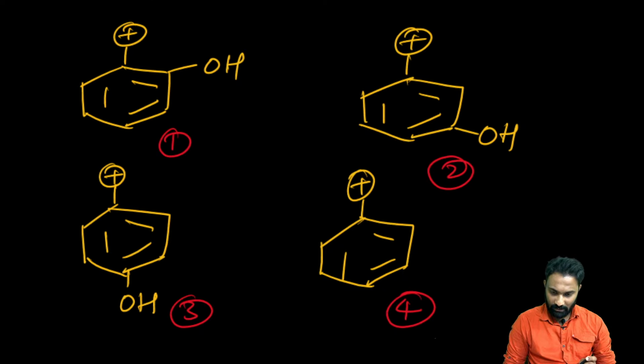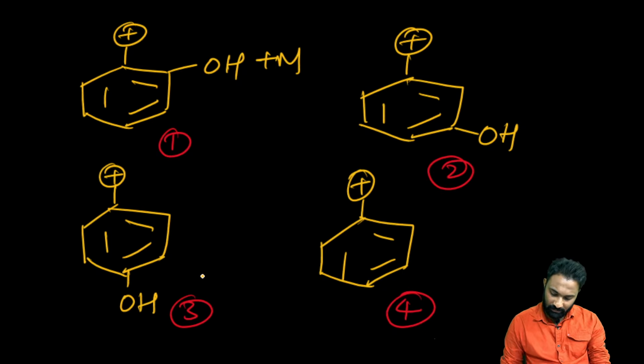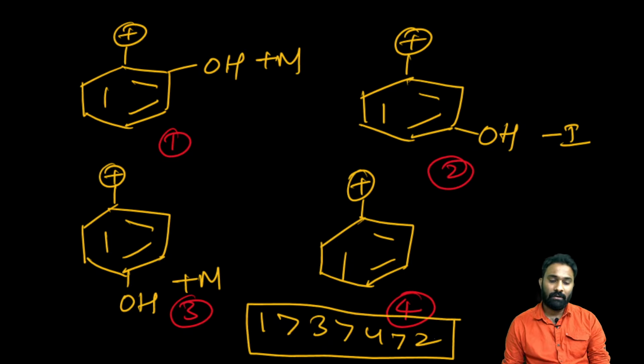1, 3, 4, 2. Good. Because here it is a plus M effect, here the plus M effect, and here it is a minus I effect, and this is normal. So the order will be 1 greater than 3 greater than 4 greater than 2. Clear. Good. Done. Next.